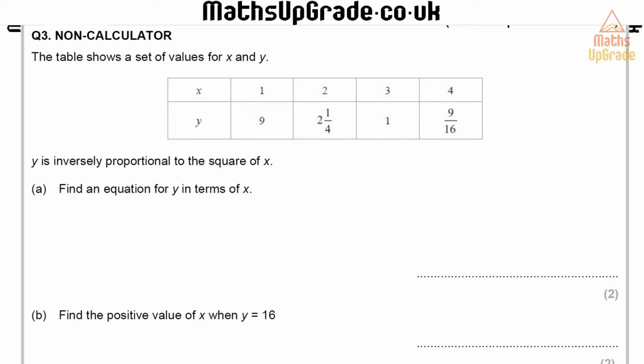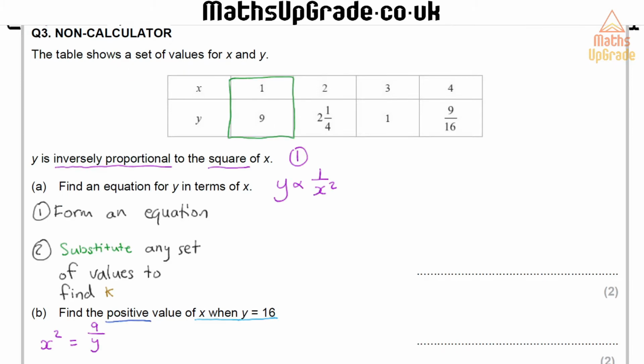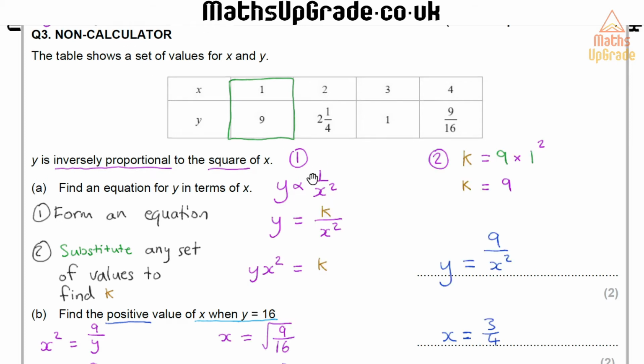Then I'm going to substitute any set of values from this table to find the value of the constant. So this is what I'm going to do here. I know that y is inversely proportional to the square of x, so y is proportional to 1 over x squared. And as an equation, the constant will be on the numerator, and x squared is on the denominator. So y equals k over x squared.